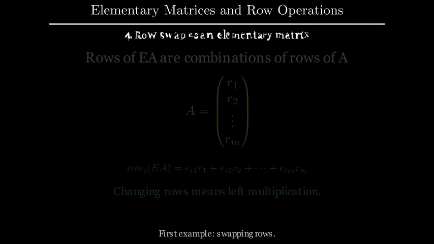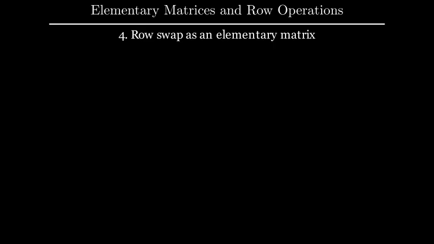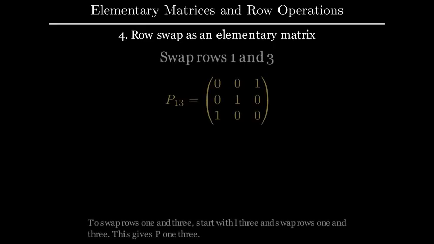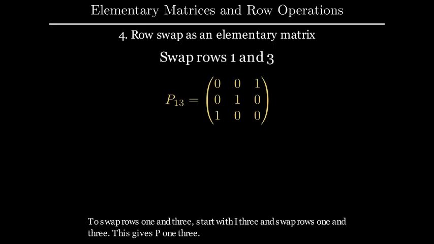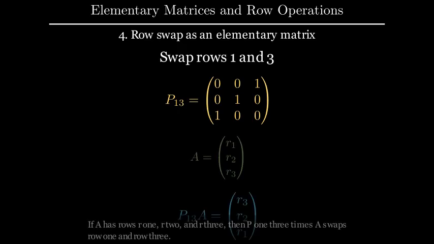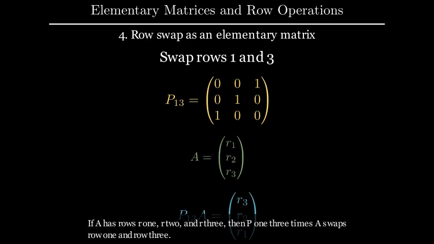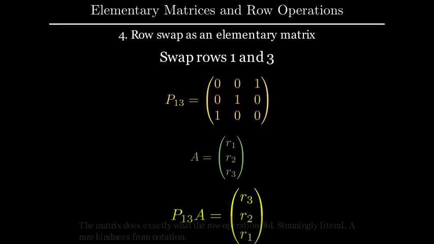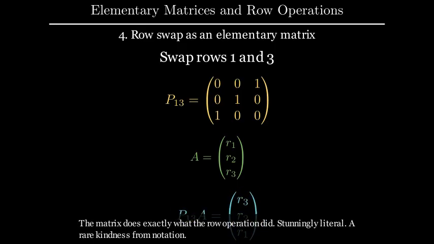First example, swapping rows. To swap rows 1 and 3, start with I_3 and swap rows 1 and 3. This gives P_13. If A has rows R1, R2, and R3, then P_13 times A swaps row 1 and row 3. The matrix does exactly what the row operation did. Stunningly literal. A rare kindness from notation.